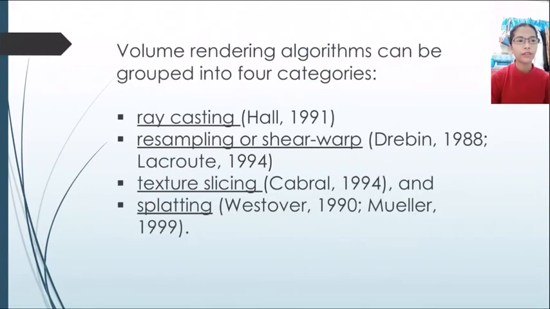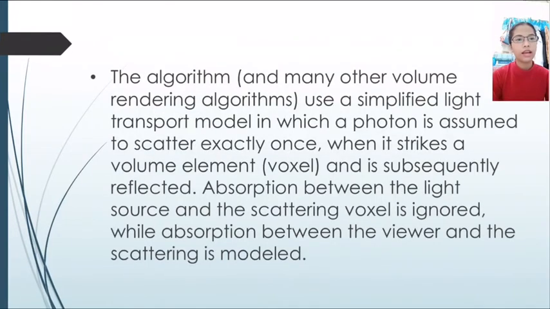Rendering algorithms can be grouped into four categories. First, ray casting. Second, resampling or shear warp. Third, texture slicing, and fourth, splatting. The algorithm and many other volume rendering algorithms use a simplified light transport model in which a photon is assumed to scatter exactly once when it strikes a volume element or voxel and is subsequently reflected.